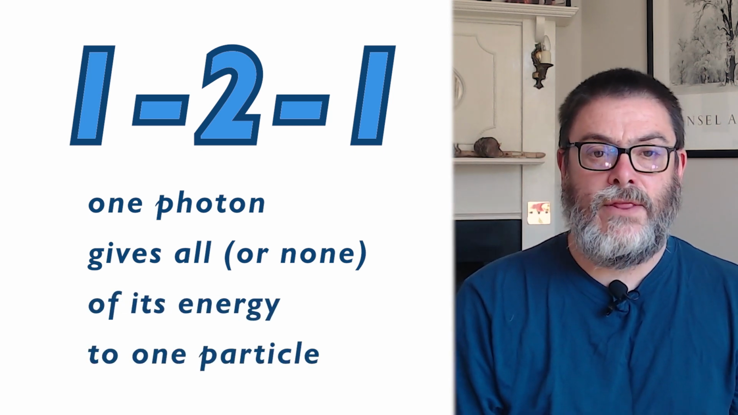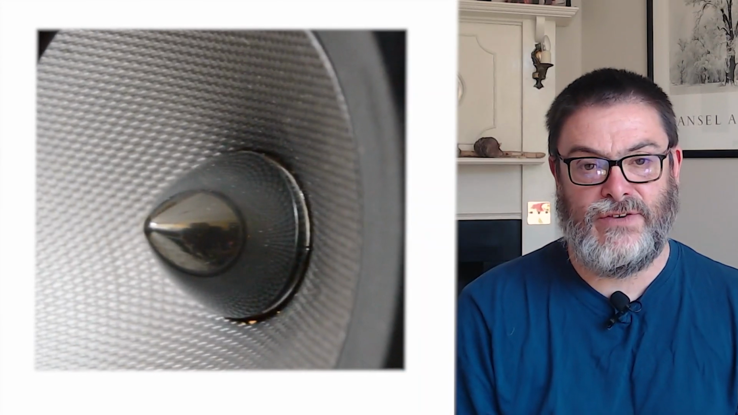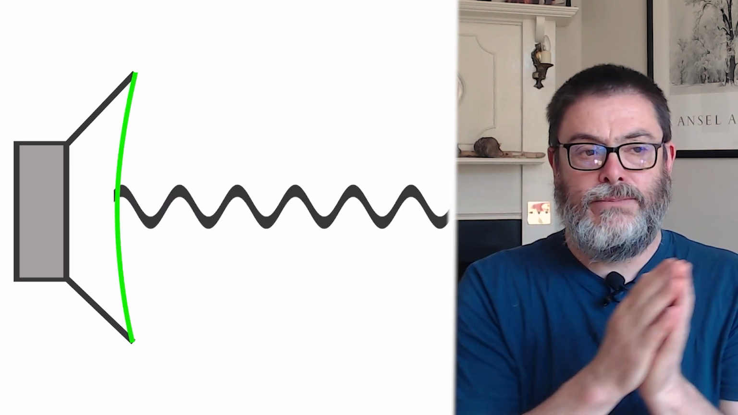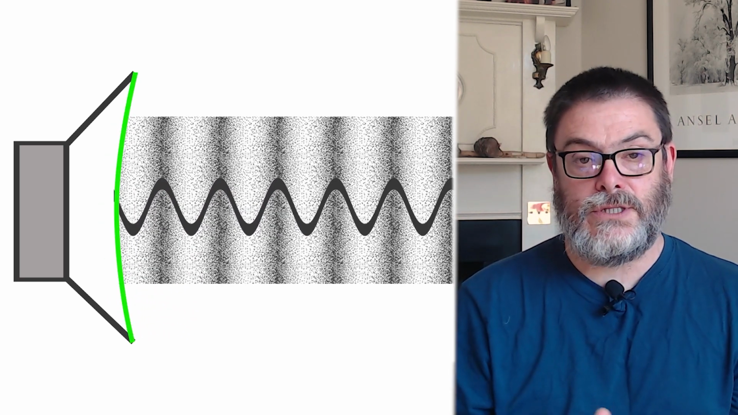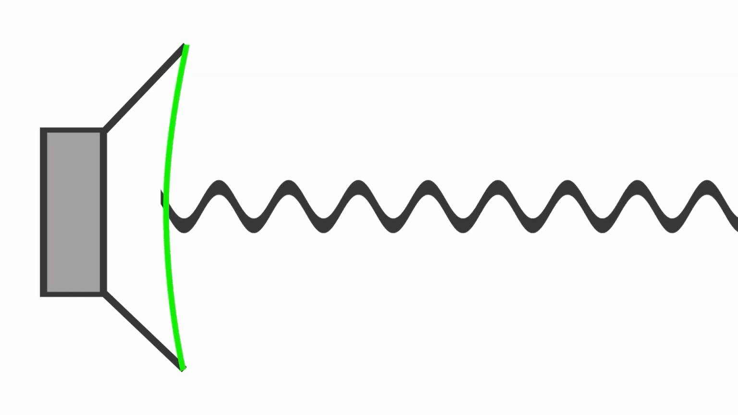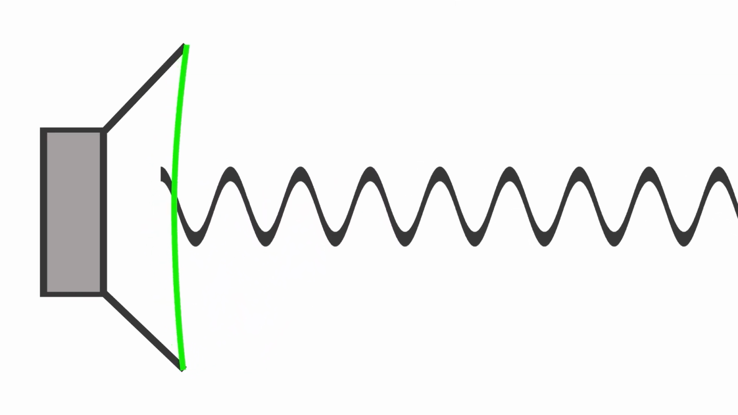Now that we've seen that the photon interaction is one-to-one, all or nothing, let's consider what happens if you turn up the intensity of a light source. Firstly, consider a sound wave being produced by a loudspeaker. You know the cone goes in and out, produces rarefactions of air. We draw this as a sine wave for convenience.